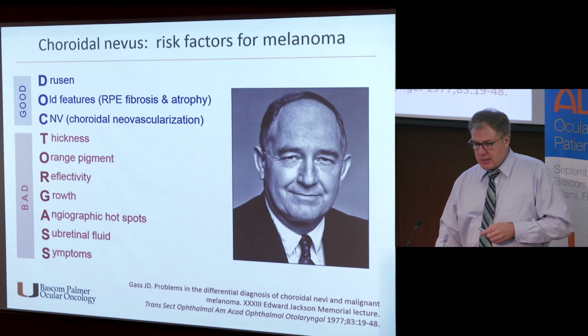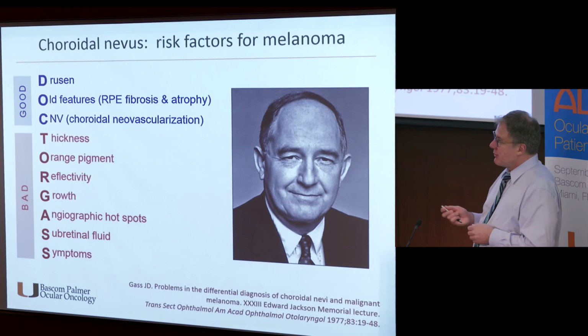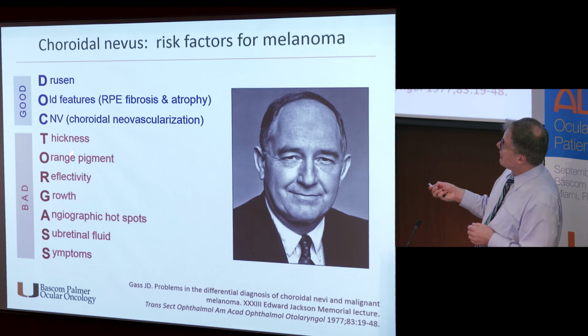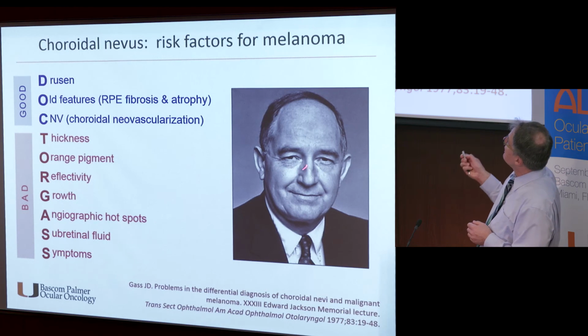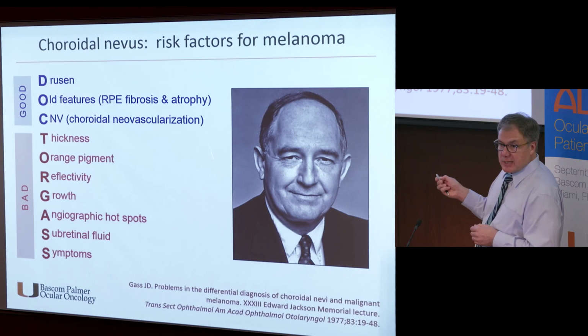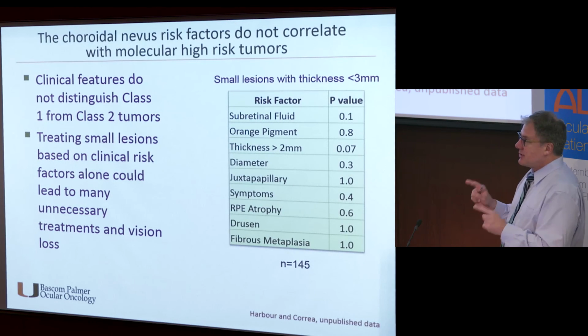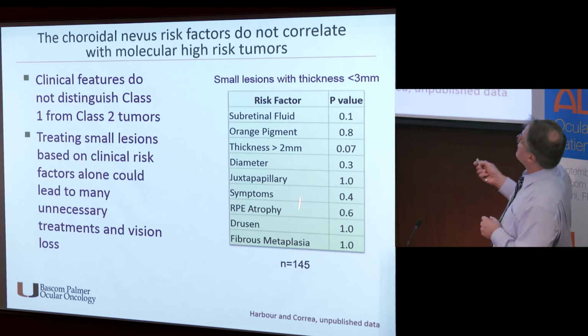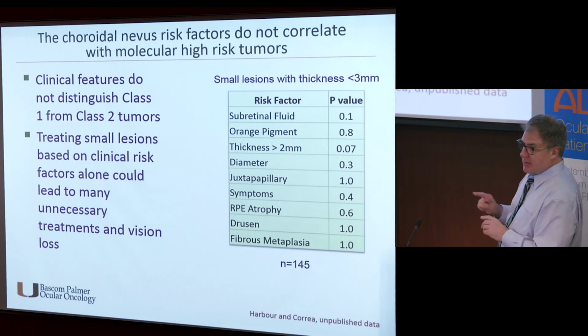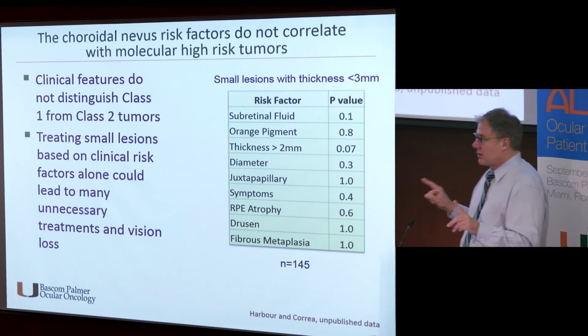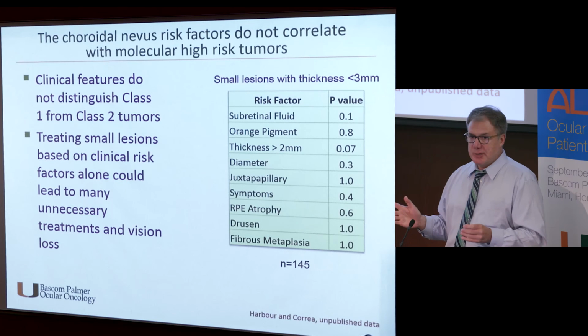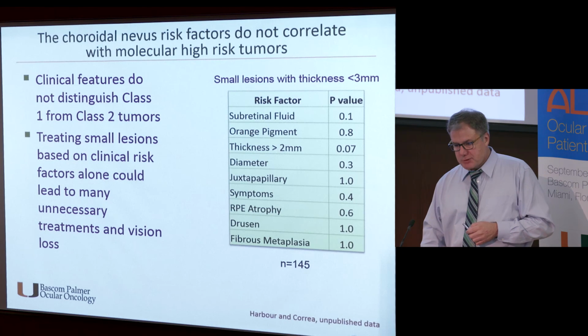So next, there are risk factors that we use. The risk factors that you may have heard of, thickness, orange pigment, et cetera, they were actually all discovered by Don Gass right here at Bascom Palmer. But what we've shown is that these risk factors, even though they predict growth, they don't predict class 2. They don't really help you determine which small tumors you should treat, which small tumors you can watch.